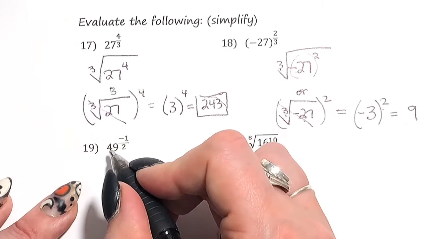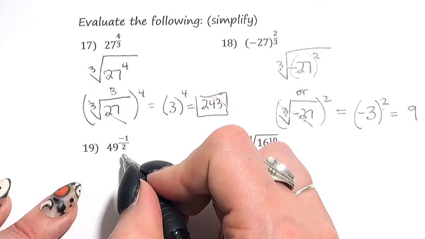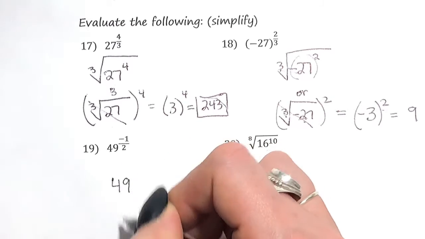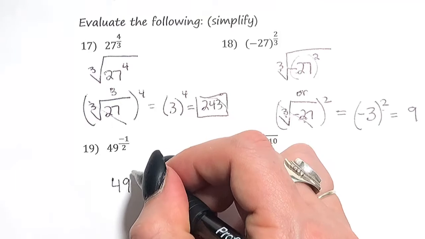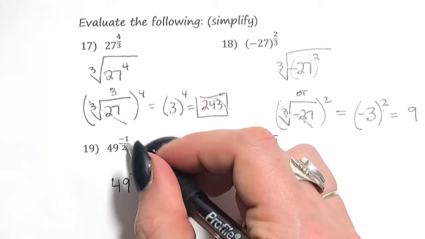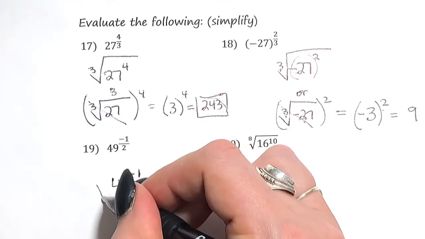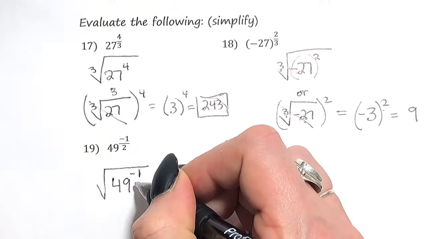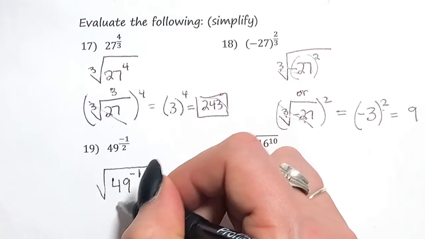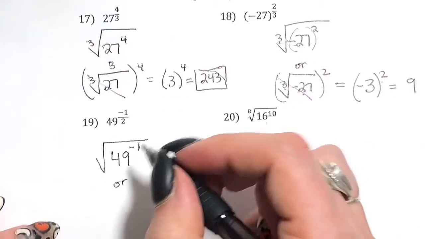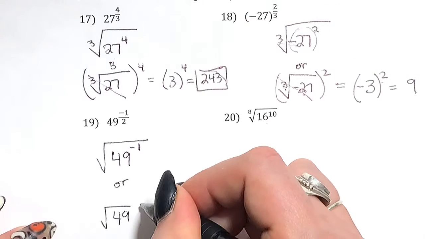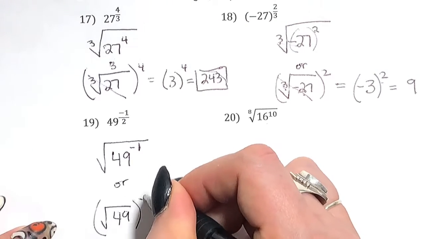Okay, here we have 49 to the negative 1/2. So we're going to take that 49 as our base. We have this little negative 1 exponent, we'll think about what to do with that in a second. And then we have our 2 root, which is a square root. So we can write it like this, 49 to the negative 1 with a square root on the outside, or you can do your 49 with a square root all to the negative 1.